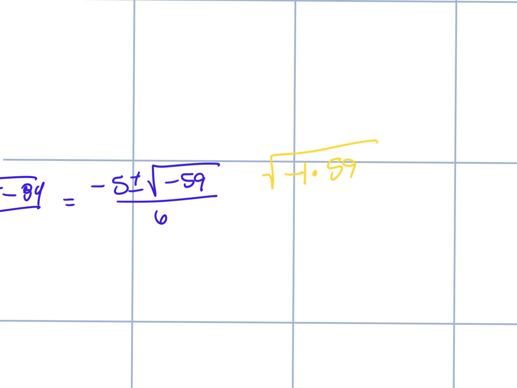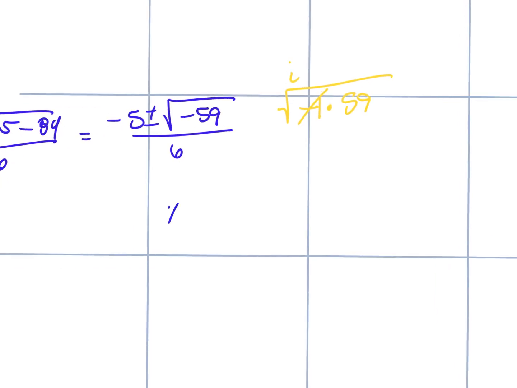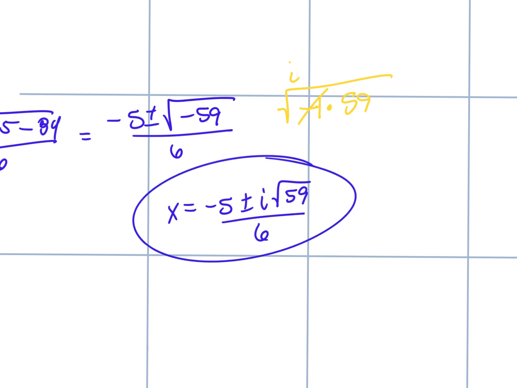There's no perfect squares hidden in 59 that we're missing or anything like that. So I'm just going to take that i out. And my final answer would be x equals negative 5 plus or minus i square root of 59 over 6. And just leave it just like that.